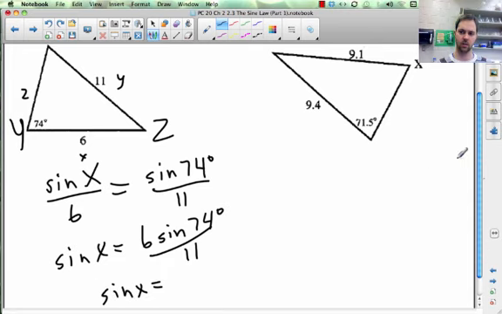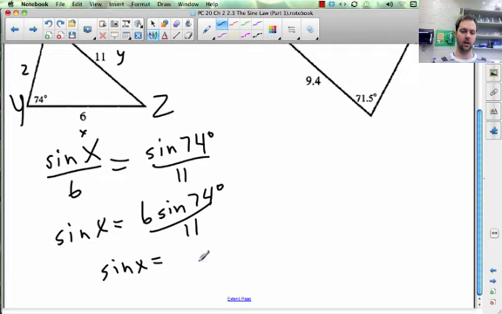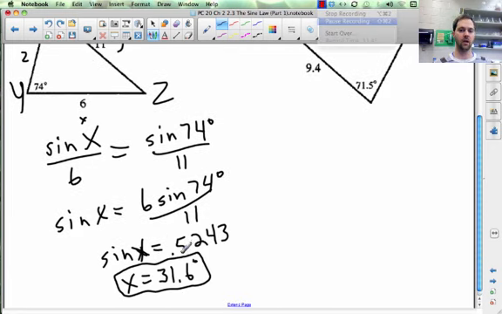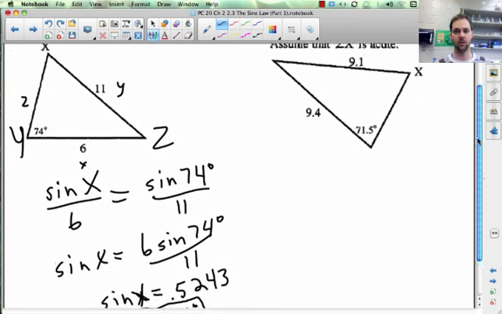Sine x equals, and you can hit pause and solve for x, which is big X, and when you come back, the answer will be ready for you. So there you have it. Sine x is 0.5243, which means x we get by taking the inverse sine, which gives us 31.6 degrees.